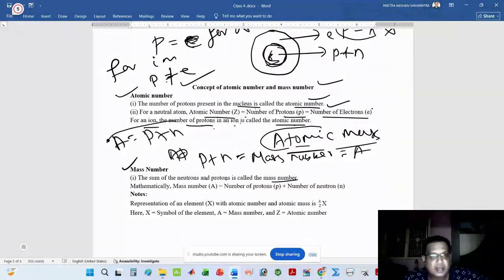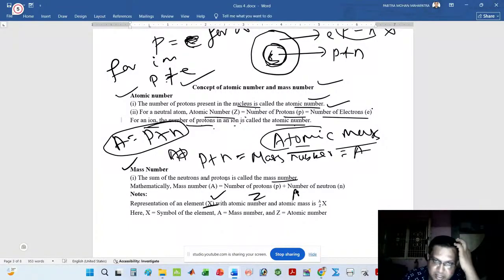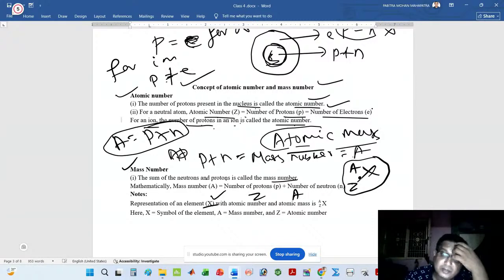Mass number for an element X. Suppose I have taken an element X. Its atomic number is Z, mass number is A, then the element can be represented like this. Here X is the element, Z is written at the bottom, A is written at the top. So you can say that this is the actual representation of an element with atomic number and mass number.